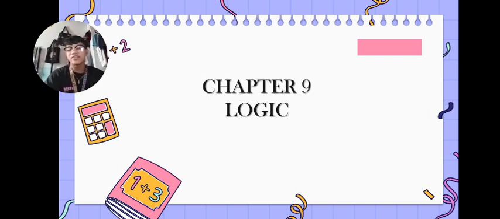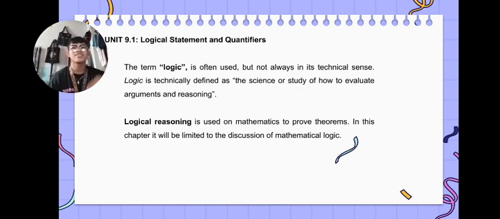Good day. We are Group 9 and the topic that we will be discussing today is all about logic. Chapter 9, Logic. Unit 1, Logical Statements and Quantifiers.